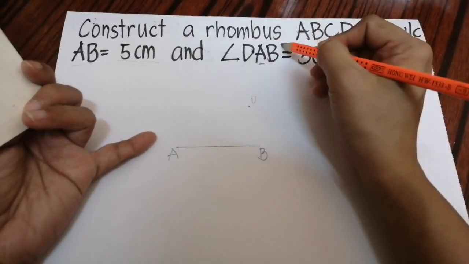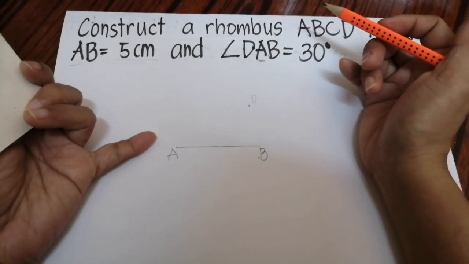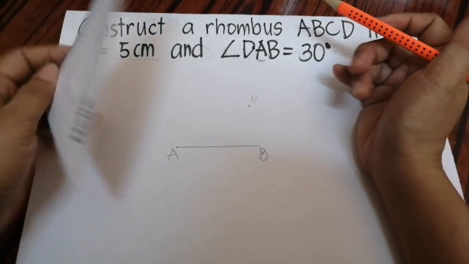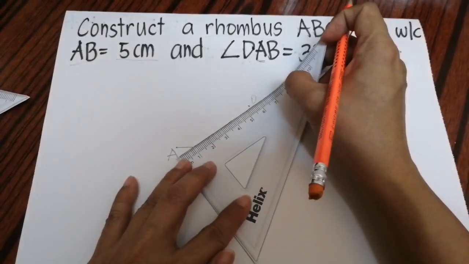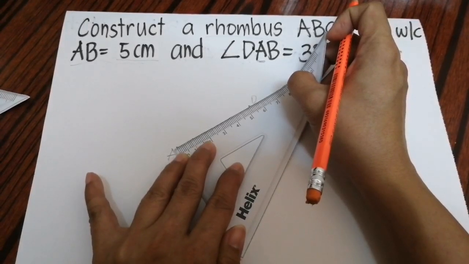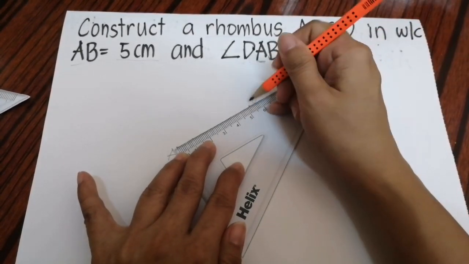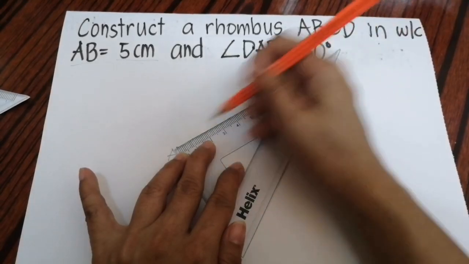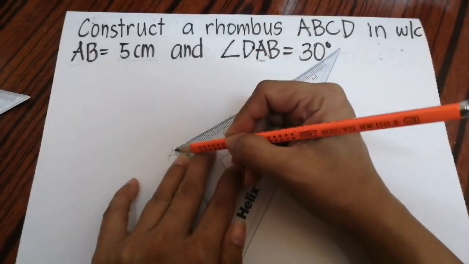Now you know that in a rhombus, all the sides have equal length. So let us measure 5 centimeters in this. Make sure that you align your mark on the line that you are going to create connecting A and D.